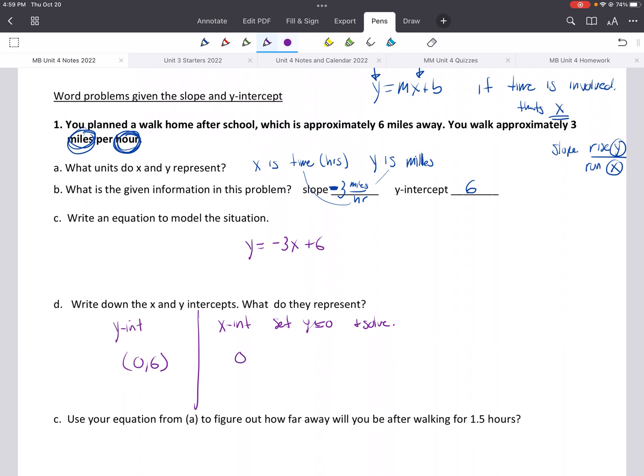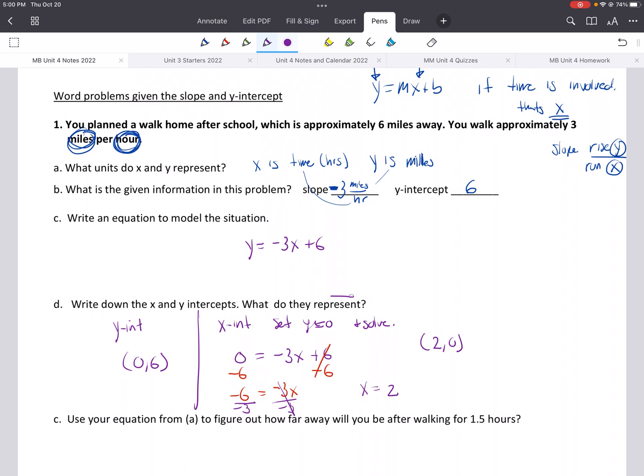So we'd say 0 is equal to negative 3x plus 6. Okay, we're wanting to know when do we reach home. So we'd subtract 6 and then divide by negative 3. And we'd get x equals 2. So that would be an ordered pair of 2, 0.